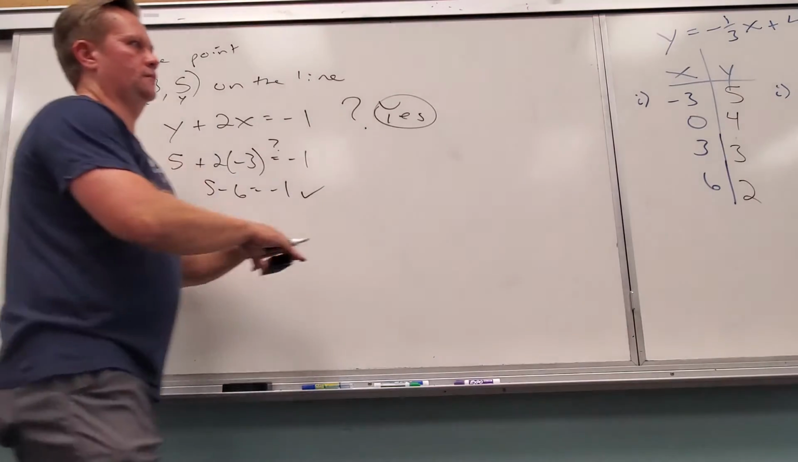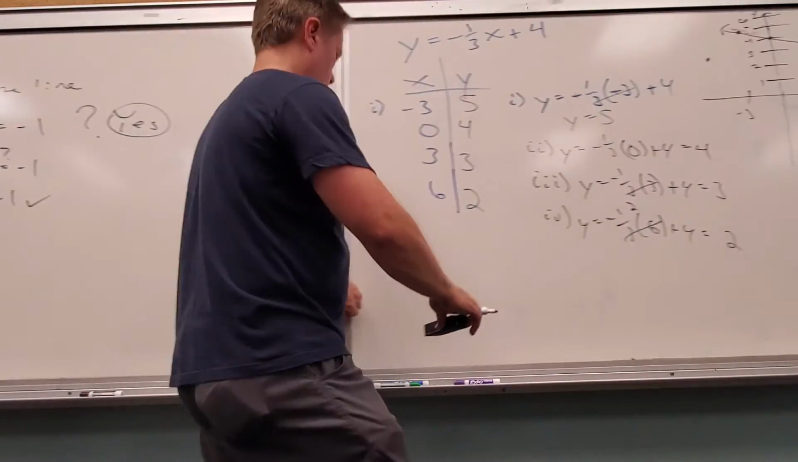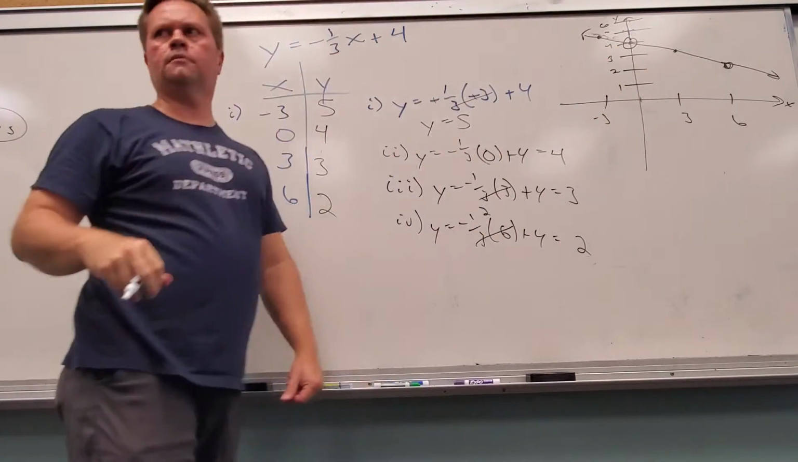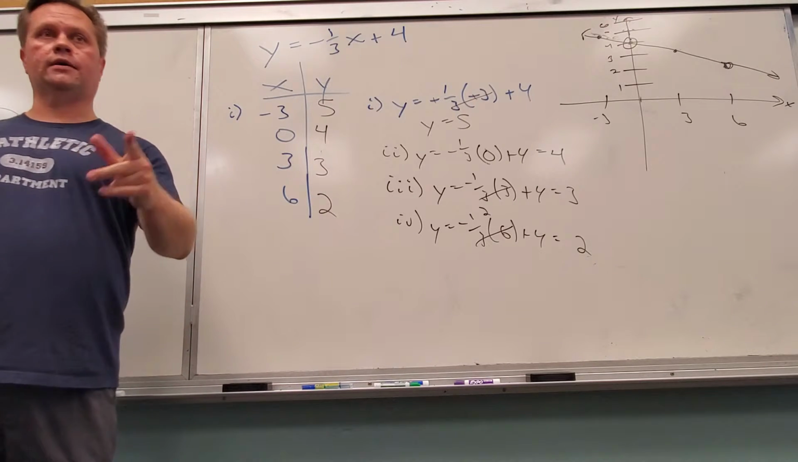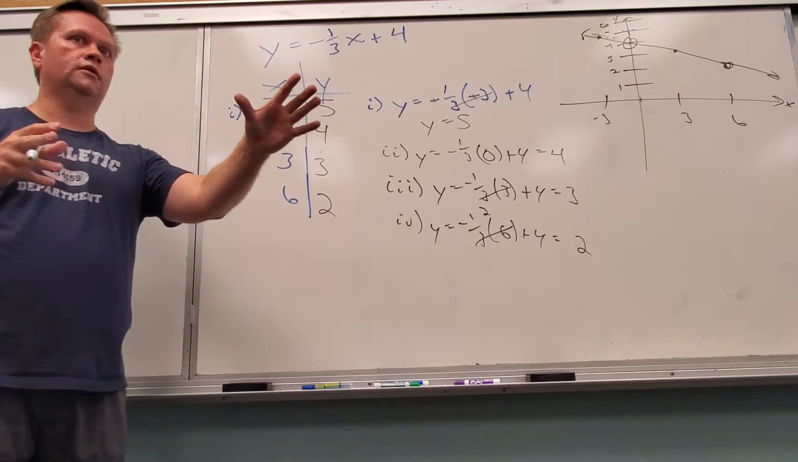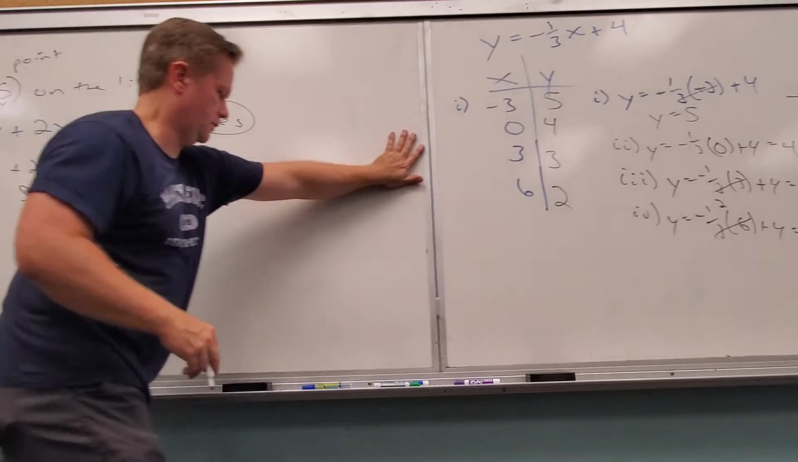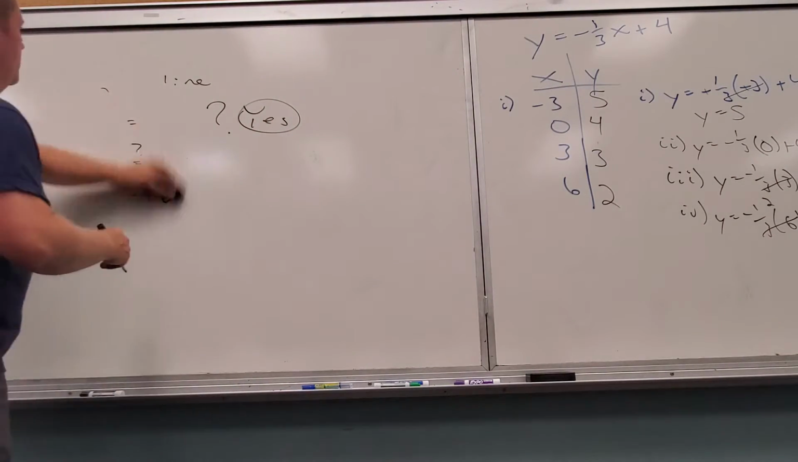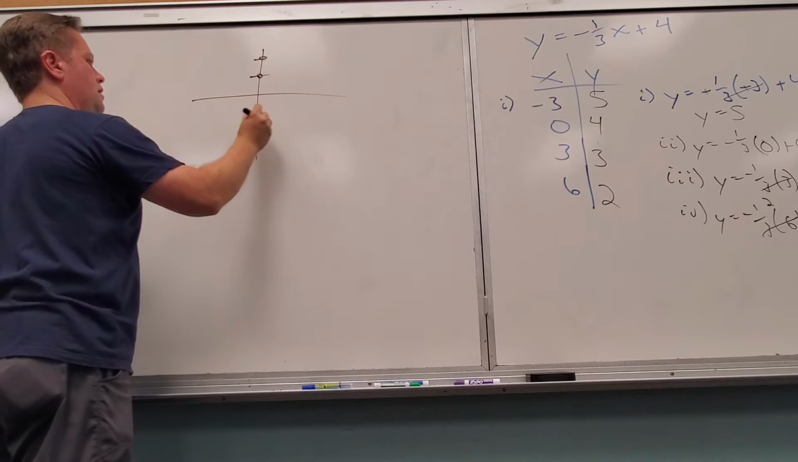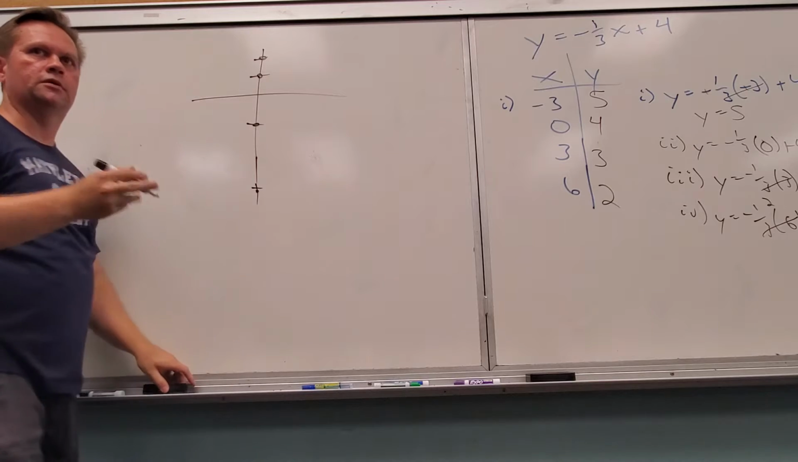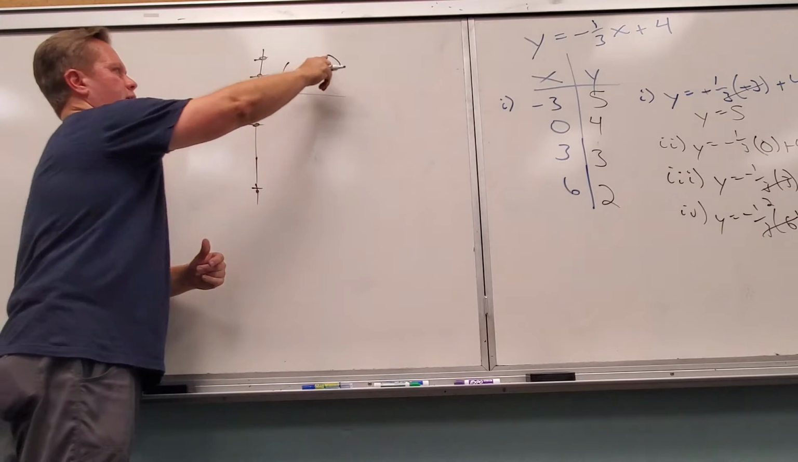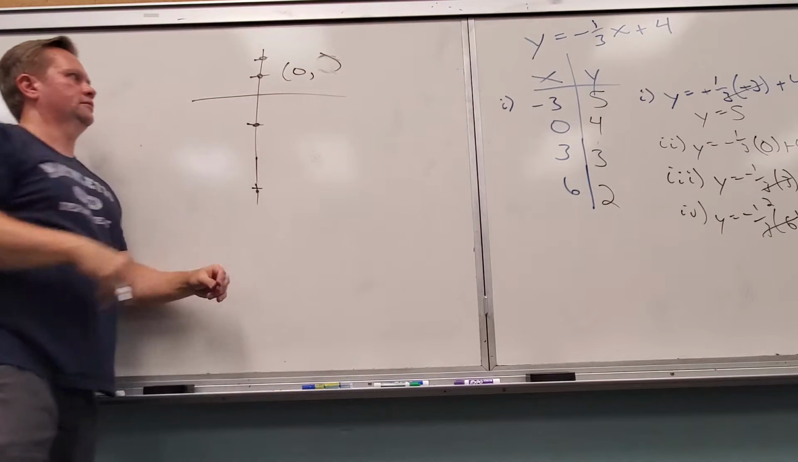All right, so that's it. Now, let me ask you this. What is special about that point right there? It's on the y-axis. What's zero there? x is zero there. In fact, any point that's on the y-axis, what has to be true about that point? x is zero. If I'm here, if I'm there, if I'm over there, it's got to be zero something.